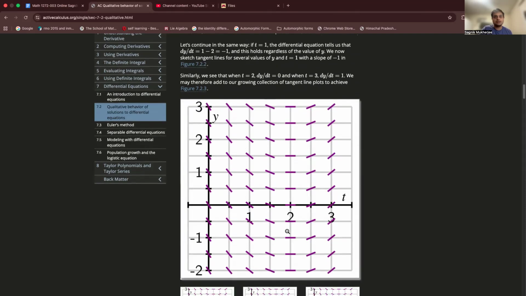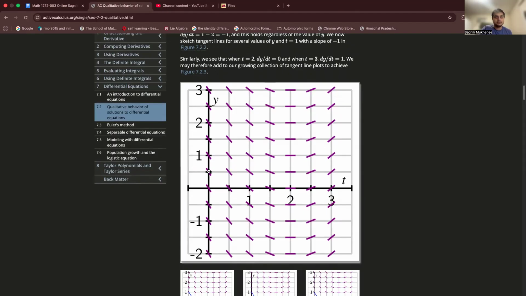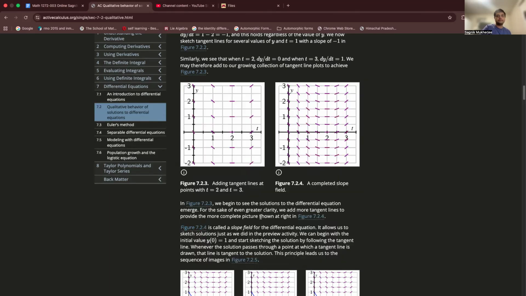So let me focus more on this diagram. At t equals 0, the tangent is this. At t equals 0.5, the tangent is this. At t equals 1, the tangent is this. At t equals 1.5, the tangent is this. At 2, it is this. Then at 2.5, it becomes this. And then this, and so on. So the graph would look like this, right? Actually, I think it's time for me to share screen.